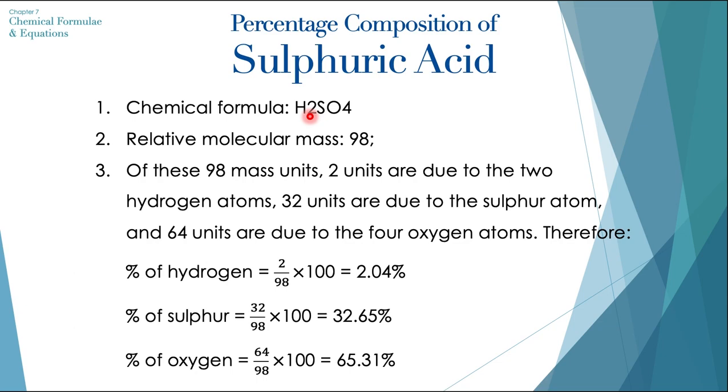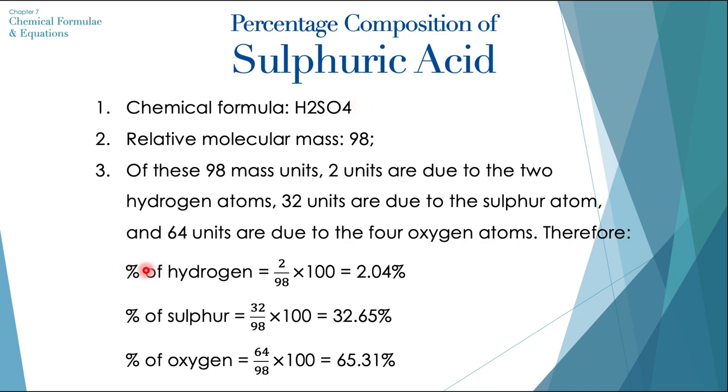32 units are due to the sulfur atom. 32 is the relative atomic mass of sulfur, and it is only 1 atom, so we keep it 32. And 64 is due to the 4 oxygen atoms. 16 is the relative atomic mass of oxygen, and when we multiply by 4, because there are 4 oxygen atoms, we get 64. So of these 98 mass units, 2, 32, and 64 are due to these specific atoms.